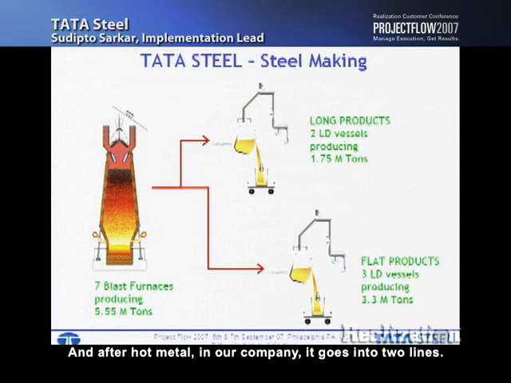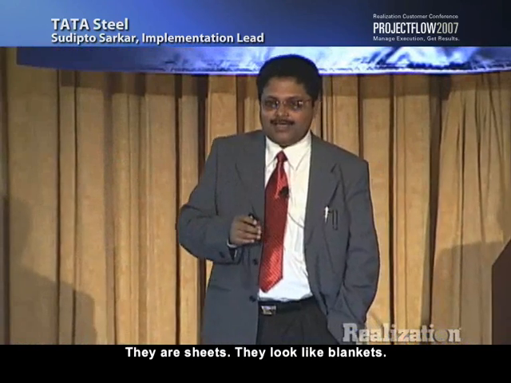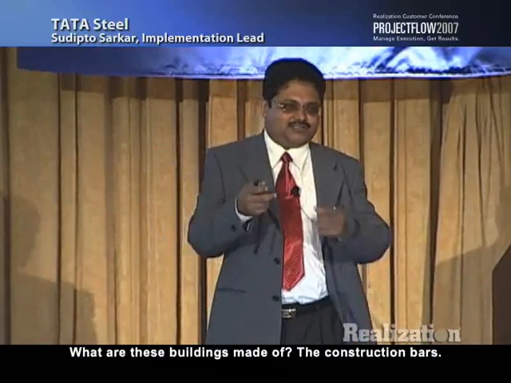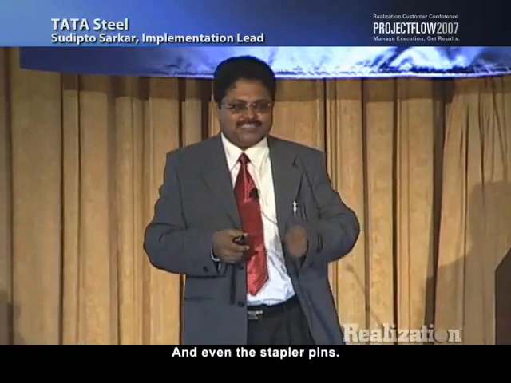And there, everything is melted to what's known as hot metal. And after hot metal, in our company, it goes into two lines. It goes into the steel melting shop. These are the long products, flat products. What are flat products? The car bodies and washing machine bodies, they are all flat products. They are sheets. They look like blankets. And the long products are, what are these buildings made of? The construction bars and even the stapler pins.